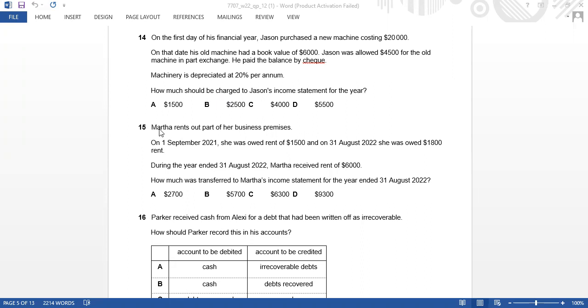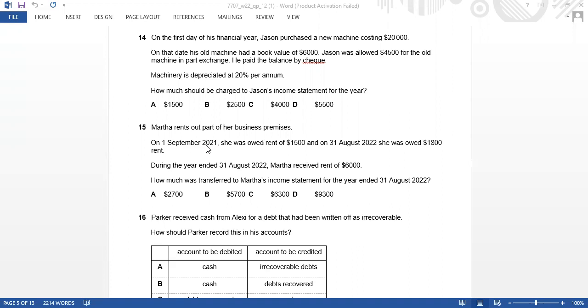Moving towards question 15. Maratha rents out part of her business premises. On 1st September 2021 she was owed rent of 1,500, and on 31st August 2022 she was owed 1,800 rent. During the year ended 31st August 2022, Maratha received rent of 6,000. How much was transferred to Maratha's income statement? That means we have to calculate the rent income that will come under the income statement. She rents out part of it, so she receives rent. That means it is an income.